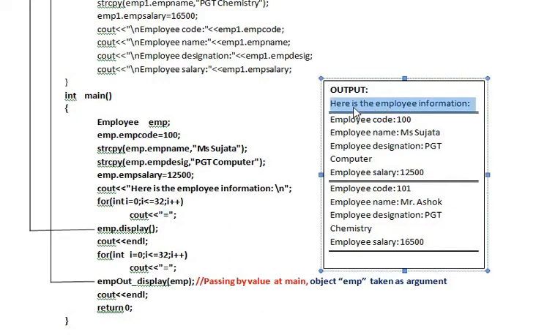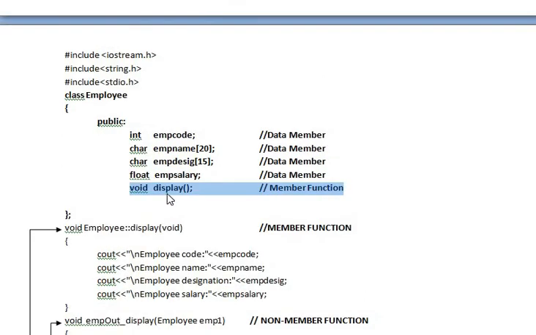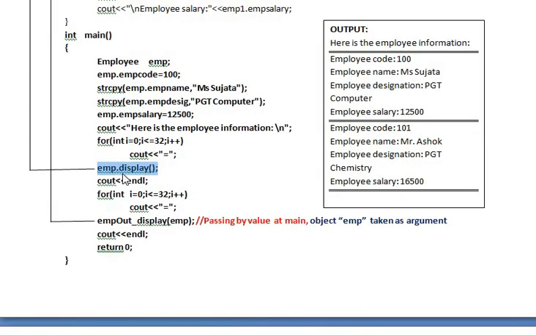So here it is, just after the text, here is the employee information. You can see the equality operator getting printed 33 times. And once the equality operator gets printed 33 times, the statement ends with a semicolon. And then the control moves to this particular statement, where with the help of the object EMP, it is trying to access the member function display. As the member function display has been declared as public, the access has been granted.